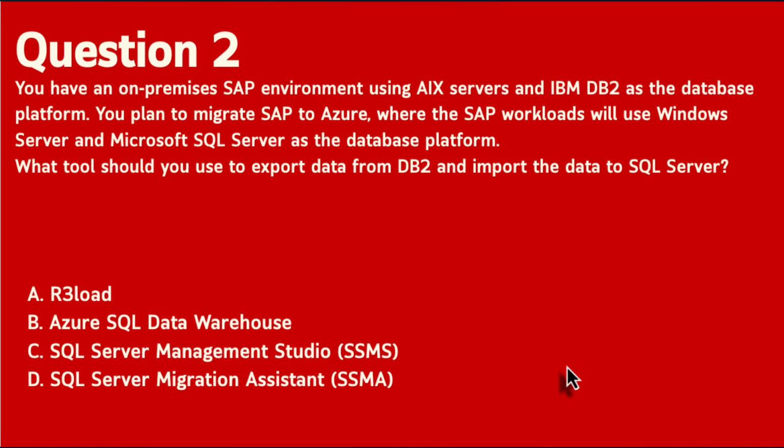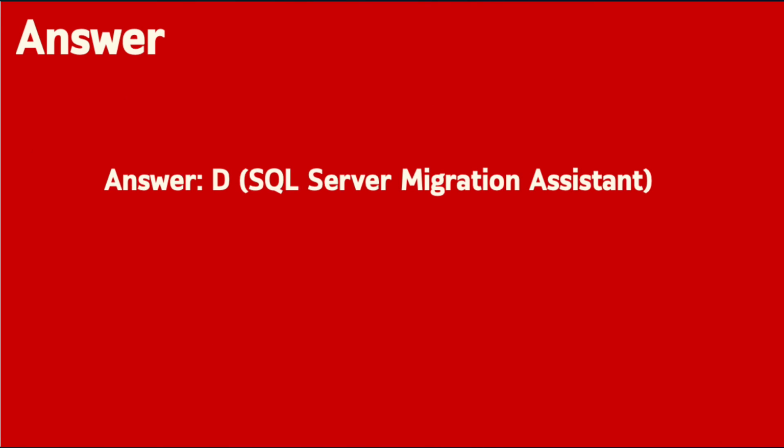Next question. You have an on-premises SAP environment which uses AIX servers and IBM DB2 as the database platform. You plan to migrate SAP to Azure, where the SAP workloads will use Windows Server and Microsoft SQL Server as the database platform. What tool should you use to export data from DB2 and import the data to SQL Server? Following options: R3 Load, Azure SQL Data Warehouse, SQL Server Management Studio SSMS, or SQL Server Migration Assistant SSMA. The correct answer is SSMA, SQL Server Migration Assistant.